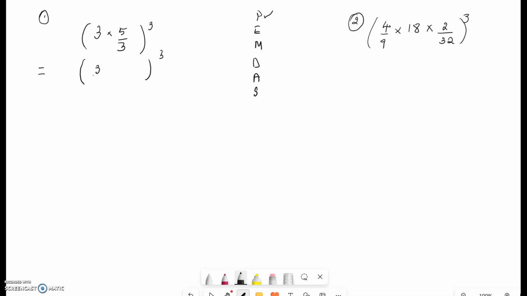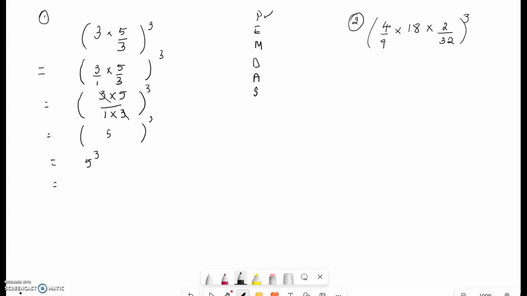So we have 3, which is really 3 over 1, times 5 over 3. The way we multiply fractions, we multiply the numerators and we multiply the denominators, whole cubed. So this is equal to, and now we still have to work inside parentheses until it's simplified completely. So we cancel common factors and we get 5 over 1, which is a 5. And now we have 5 cubed. So we've simplified the parentheses completely and written it as a single number, which is in the lowest terms.